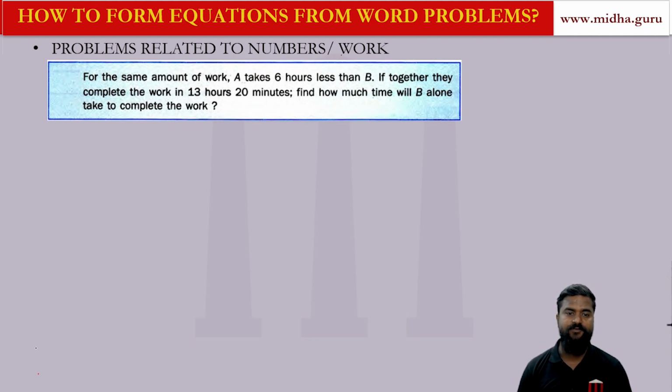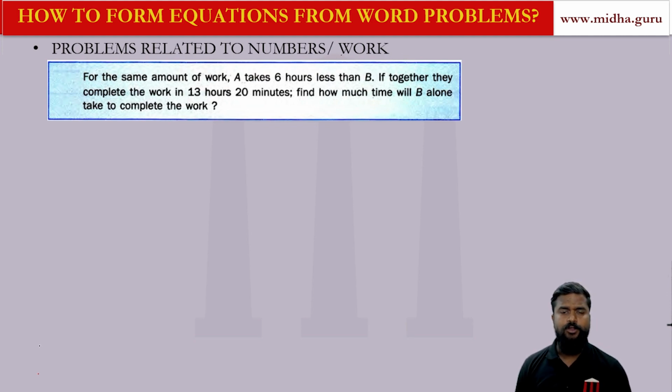It says for the same amount of work, A takes 6 hours less than B. If together they complete the work in 13 hours 20 minutes, find how much time B alone will take to complete the work. Such problems can be solved with the logic that we will calculate how much work each of them does in one day, and then compare it to how much they both can do in one day.